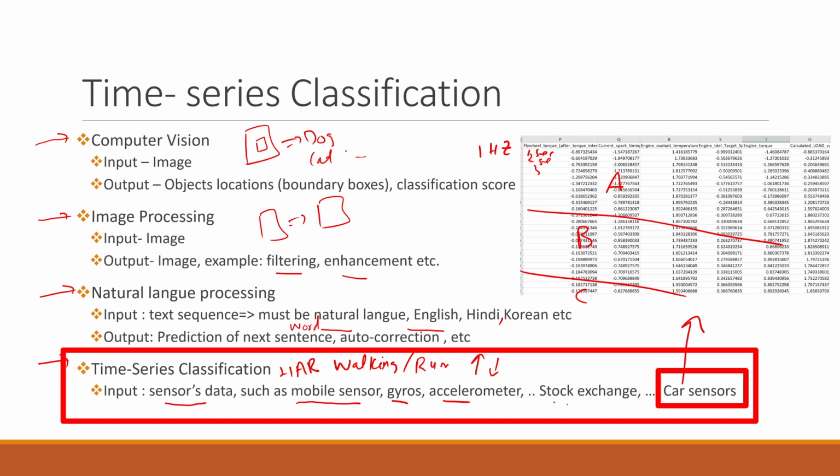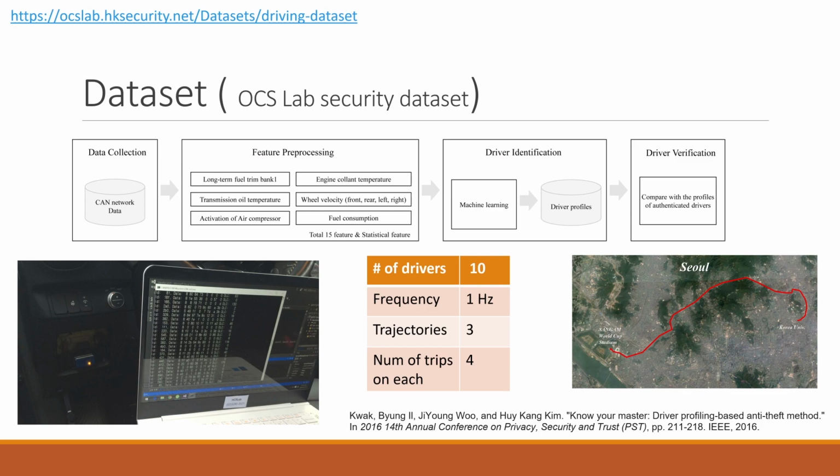Similarly, another example is the stock exchange, in which we have sensor data or data related to the stock exchange, and then we can predict new time series as well. Now that we know that our problem is time series classification, let's discuss the dataset. As I told you, I am skipping the acquisition part for this particular video. We will be using the famous OCS Lab Security dataset, which has been used in many world famous competitions, right?